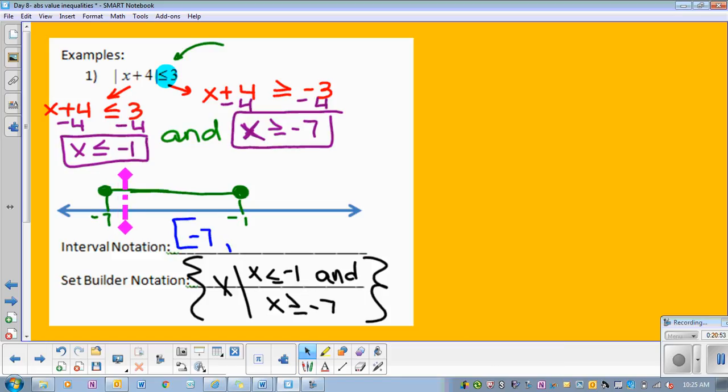And then it goes to what number? -1. Also a bracket because that's a closed circle on -1 as well. And now we're all done with this problem. Any questions?